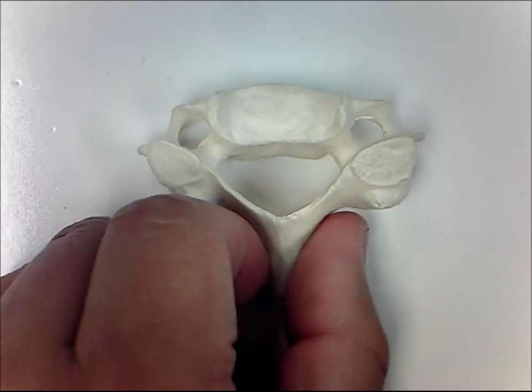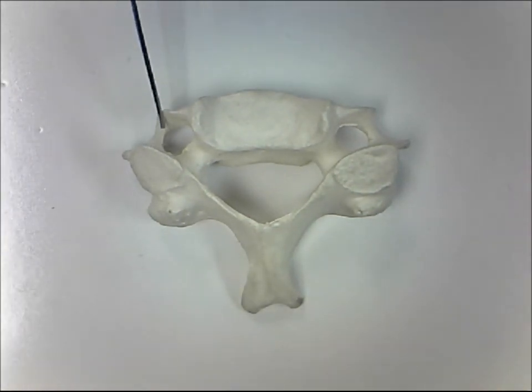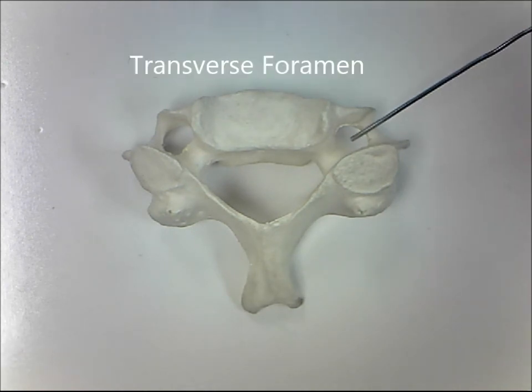What distinguishes cervical vertebrae from all other types of vertebrae are these extra holes in the transverse processes called transverse foramen.